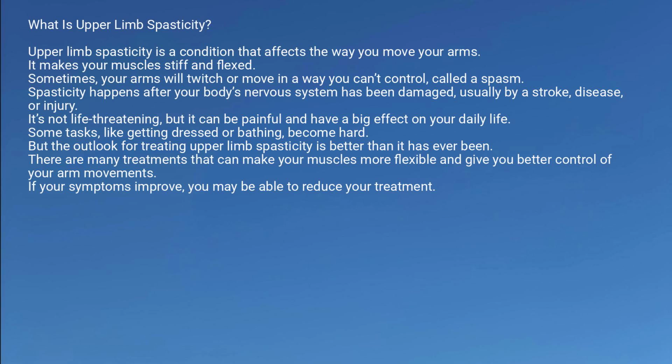What is upper limb spasticity? Upper limb spasticity is a condition that affects the way you move your arms. It makes your muscles stiff and flexed. Sometimes, your arms will twitch or move in a way you can't control, called a spasm.